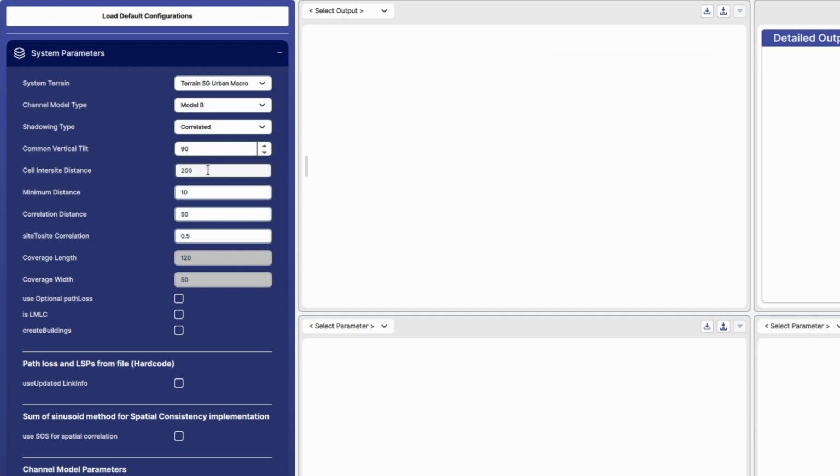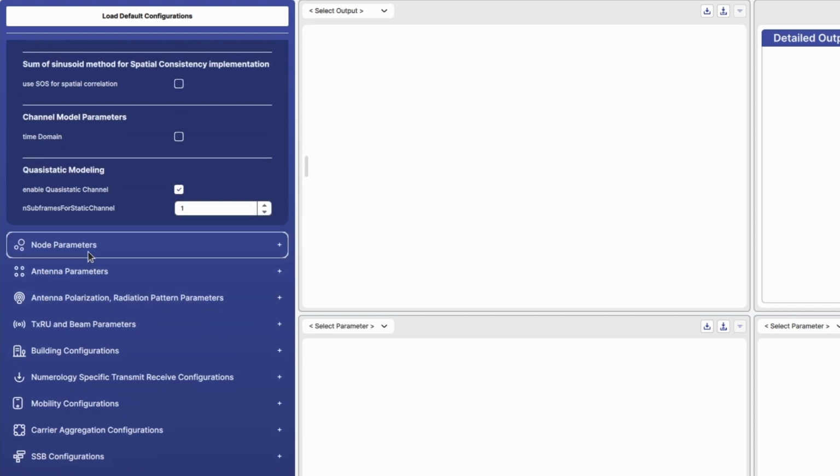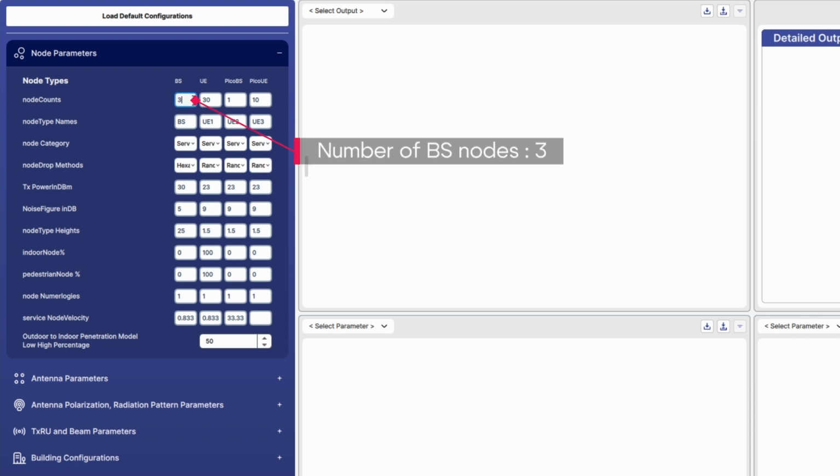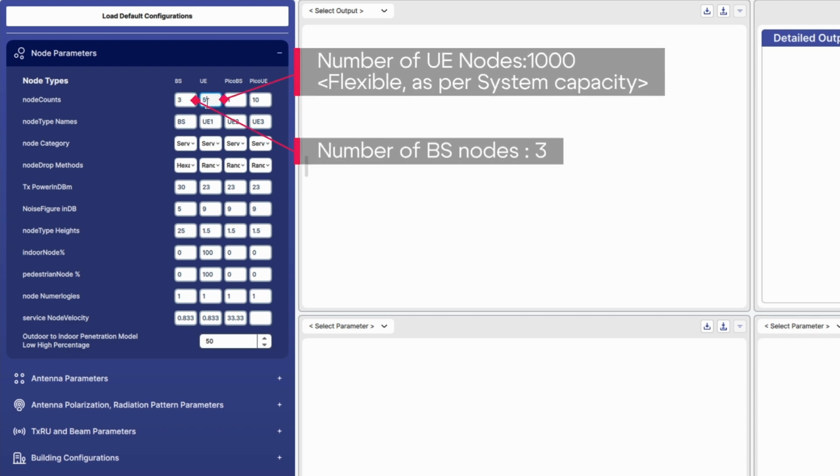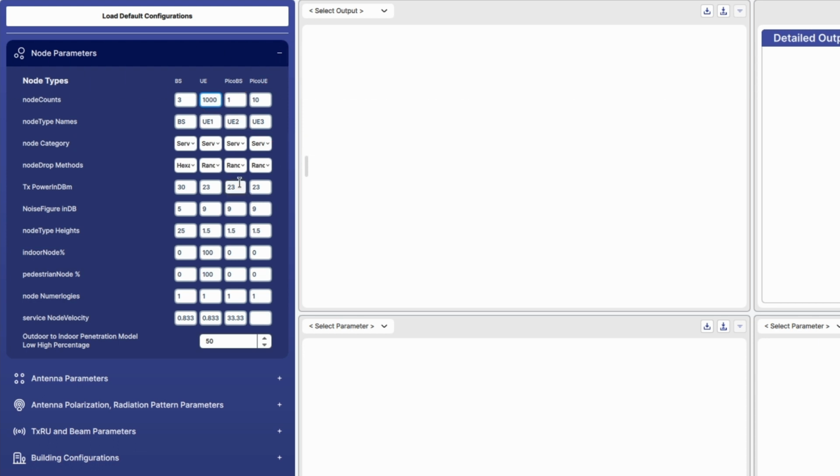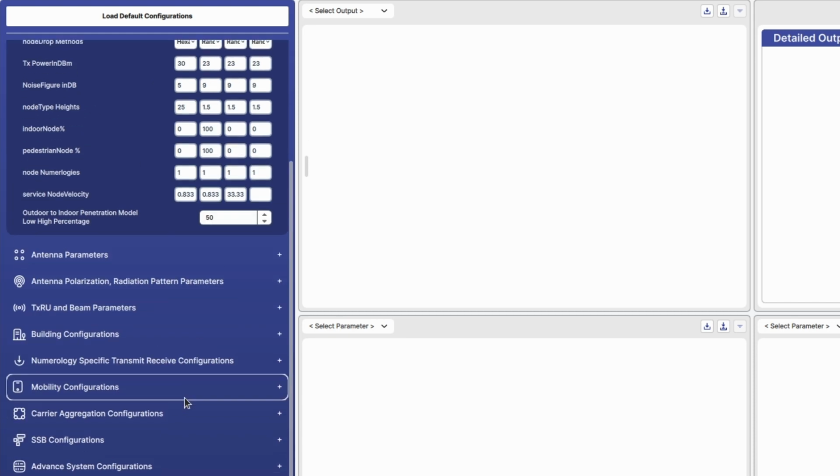So similar to the previous observation, we are going to check for three different intersite distances. Let me start with the intersite distance of 200 and a minimum distance of 10 and proceed from there. In order to get a well defined curve, I'm using the number of user equipments to be 1000. Based on the capacity and performance of your system, you could do the same or increase or decrease, whichever you feel appropriate.